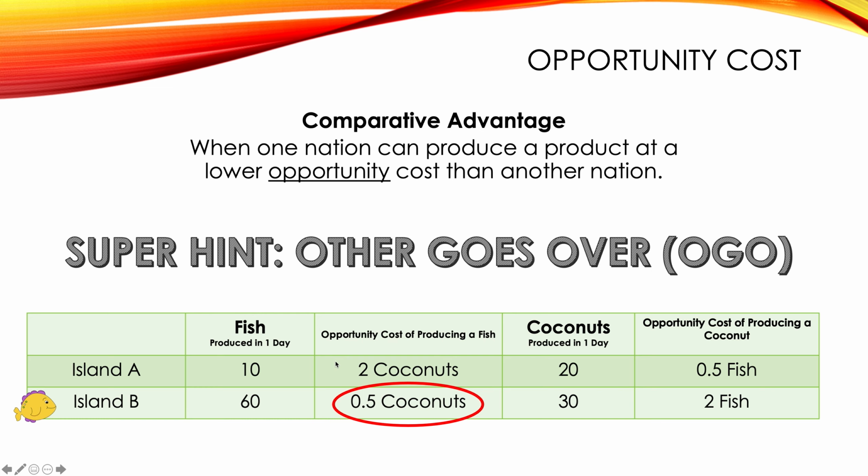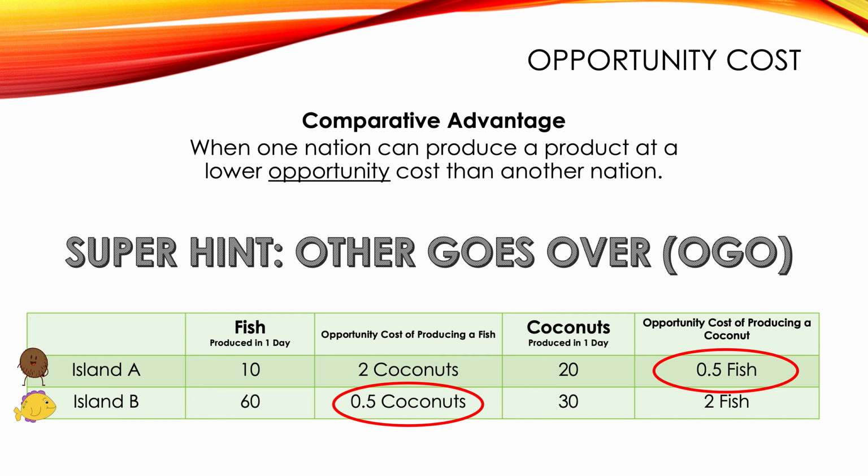Who has the lower opportunity cost in producing coconuts? Well, that would be Island A. Island A, to produce 1 coconut, only has to give up half a unit of fish. If Island B wants to produce a coconut, they have to give up 2 whole fish. Island A's opportunity cost is much lower, and so we would say they have a comparative advantage in producing coconuts.